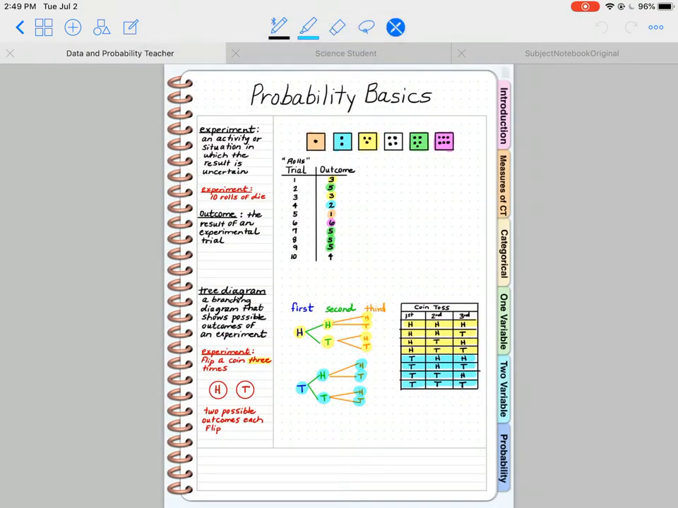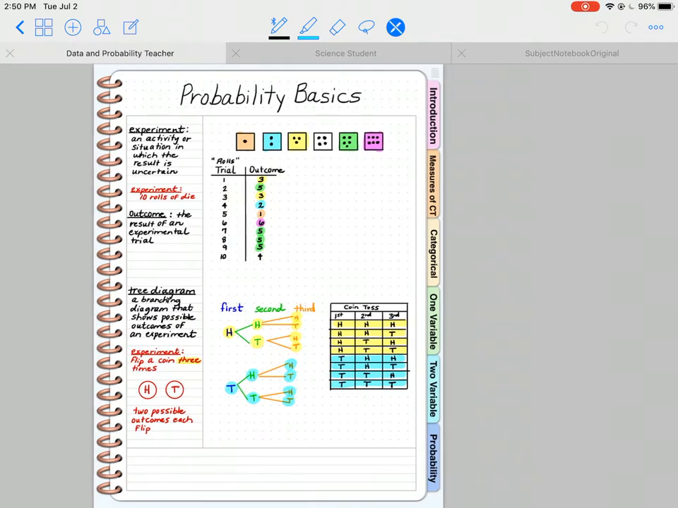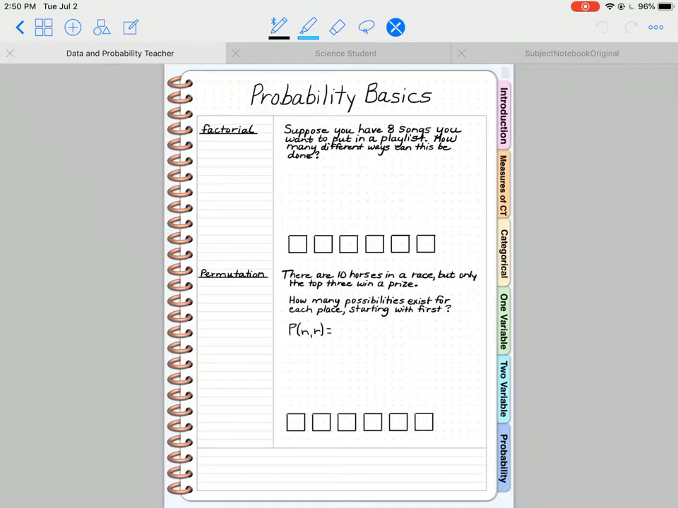We have already talked about experiments, outcomes, and tree diagrams, and we are up to some more definitions and a calculation. So you will need a calculator for this page. I'm using the Casio FX260, and the keystrokes that I'm showing you are for that calculator. You will have that one if you're taking the high set. You'll be able to access that calculator.